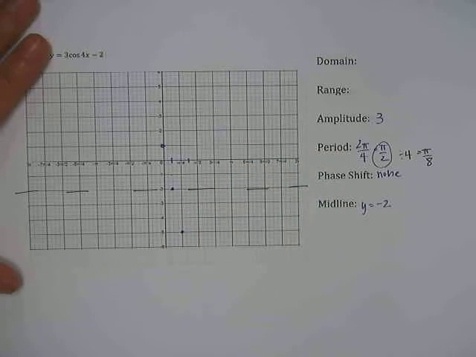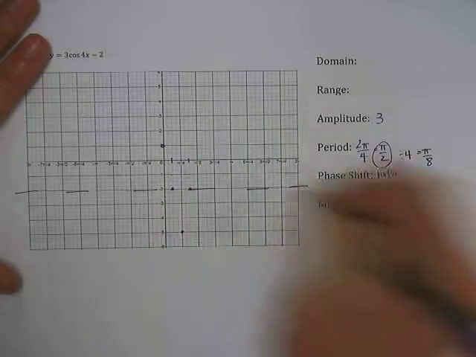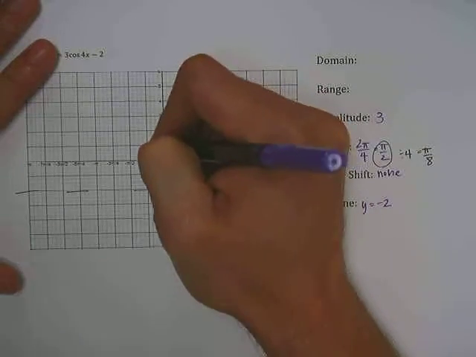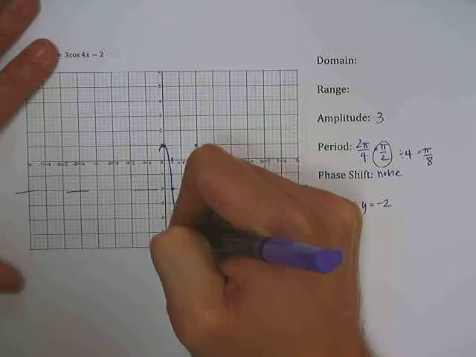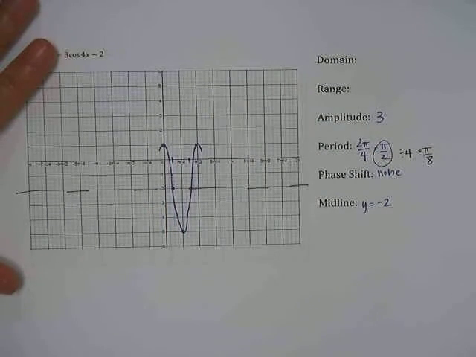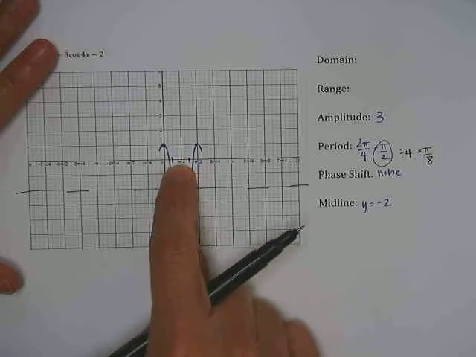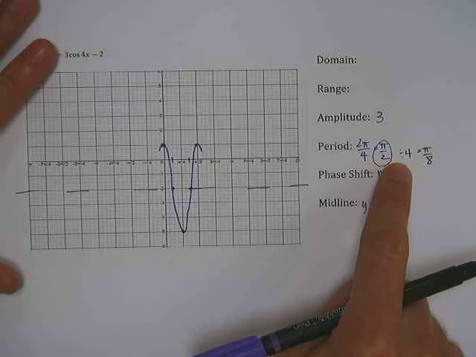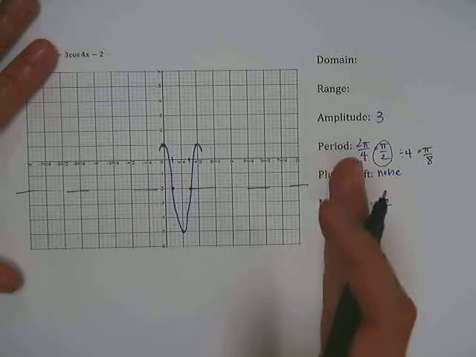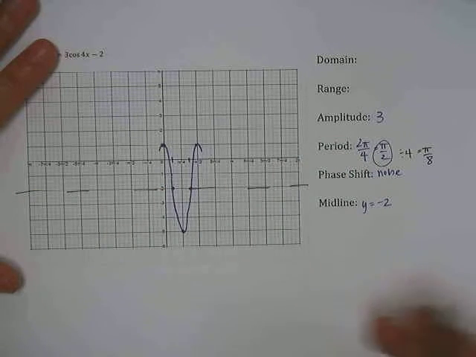So we're going to go from that maximum value to the midline. Then we're going to go down 3 units to a minimum value. Then we're going to hit our midline again, and then we're going to finish at a maximum value. So if I connect just those pieces, you can see that I finished 1 full cycle of my cosine curve in pi/2, just like it said I needed to.